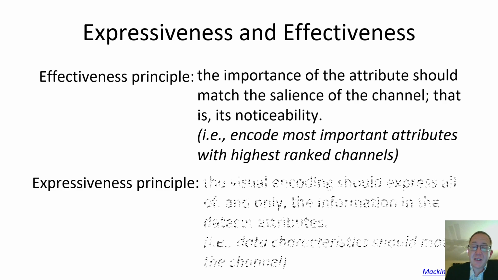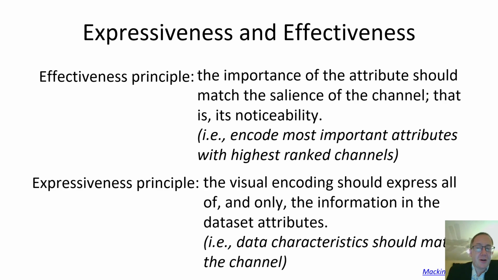In terms of expressiveness, the visual encoding should express all of and only the information in the data set. So the data should match the channels. You shouldn't be using hue for ordinal data, for example, or for continuous data. If you don't choose the right channel for expressiveness, people will read it wrong.